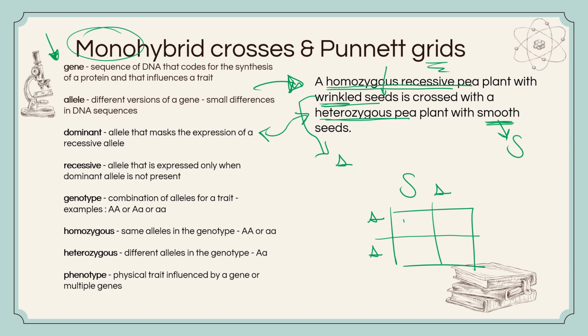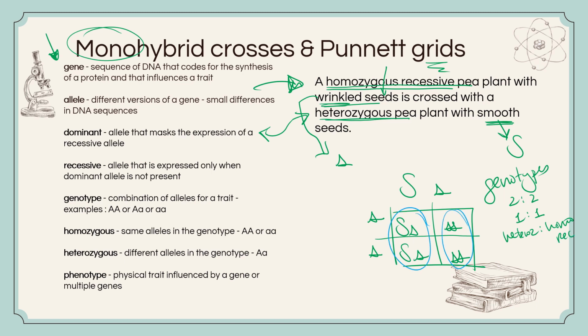So potential offspring, we could have a big S, little s, or a big S, little s, or some little s's, or some little s's. I would say that the ratio of genotypes is either 2 to 2, or we could reduce that down to 1 to 1, heterozygous to homozygous recessive. Here are those two heterozygotes, and here are those two homozygous recessive genotypes.